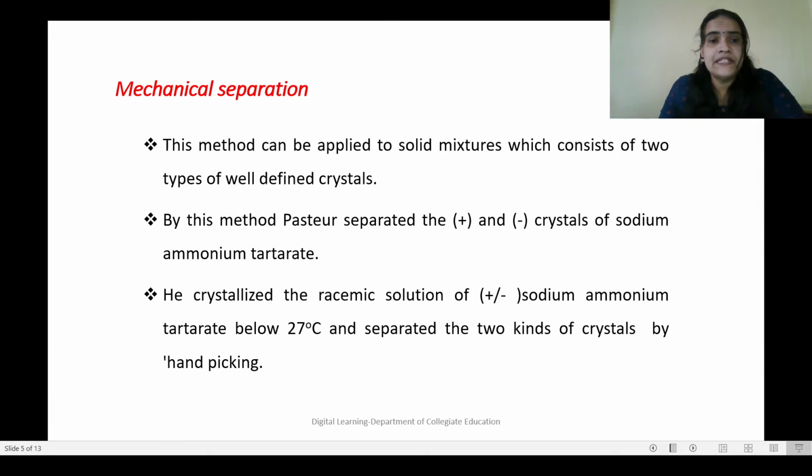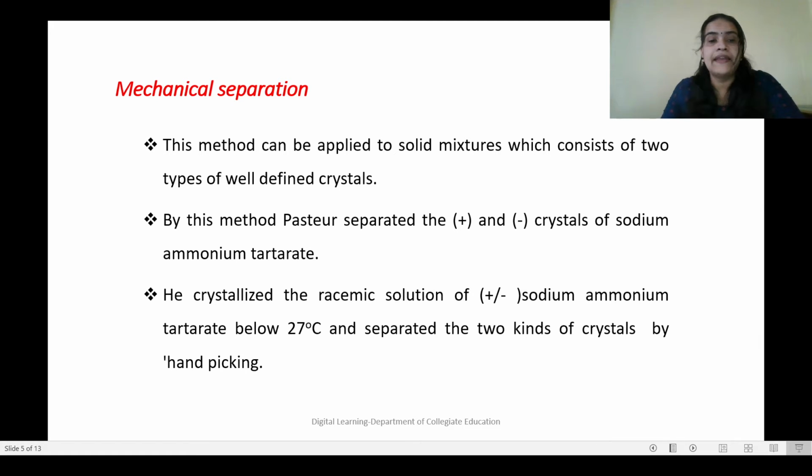The other method, which is mechanical separation, can be applied to solid mixtures which consist of two types of well-defined crystals. By this method, Pasteur separated the plus and minus crystals of sodium ammonium tartrate. He crystallized the racemic solution of the plus minus sodium ammonium tartrate below 27 degrees Celsius and separated the two kinds of crystals by hand picking, just by hand picking.